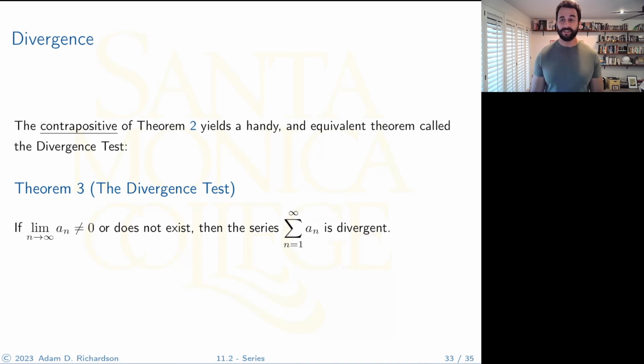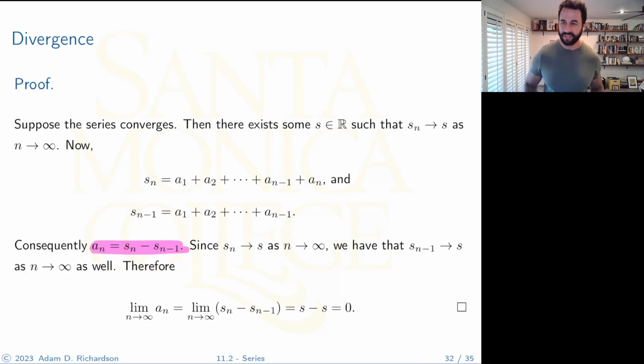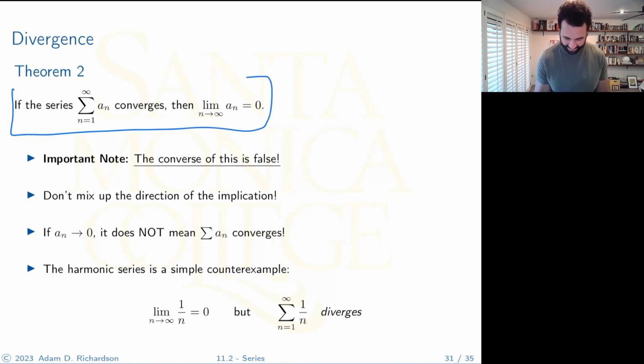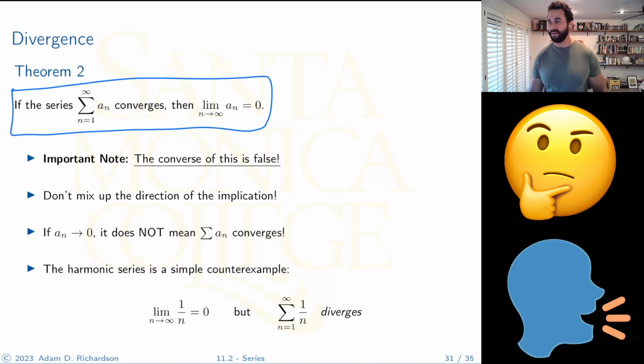What's helpful about this theorem is its contrapositive, and this contrapositive yields a very handy theorem that we call the divergence test, or the test for divergence. So actually, I should hide this for a minute. You tell me what the contrapositive is. So let me go back to this. Pretend you didn't see that slide for a minute. Look at this statement and see if you can say out loud the contrapositive of that statement. Go for it.